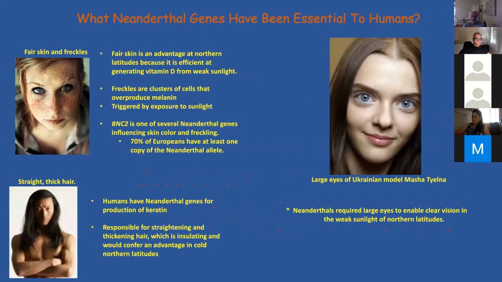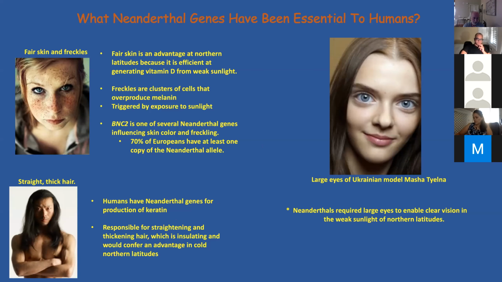So what are the genes from Neanderthals that are essential to humans? Well, we know some of them. So here are some of the phenotypes. Upper left, fair skin and freckles. Fair skin is an advantage at northern latitudes because it is efficient at generating vitamin D from weak sunlight. Freckles are clusters of cells that overproduce melanin, and they are triggered by exposure to sunlight. So light skin and freckles are remnants of Neanderthal characteristics.